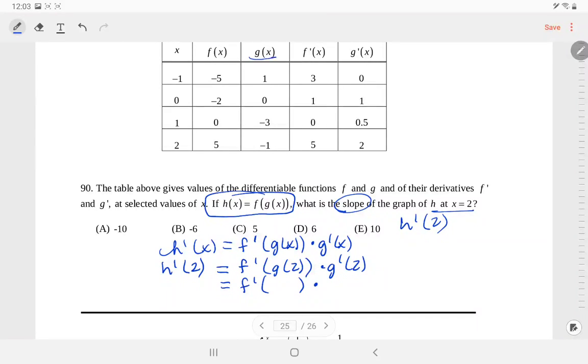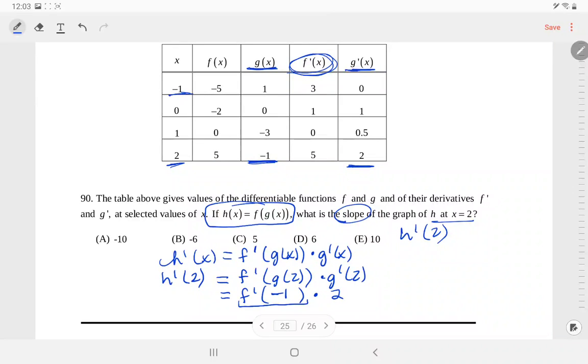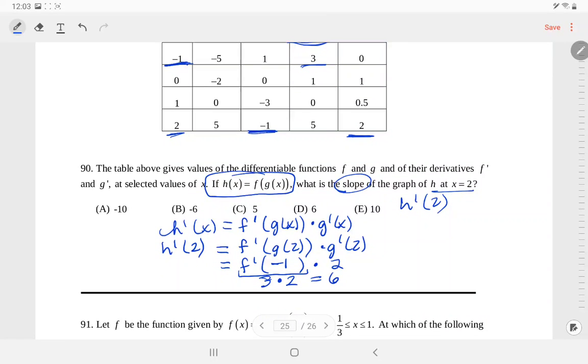Okay, so g of 2 is -1. g prime of 2 is 2. And now f prime of -1 is 3. 3 times 2, 6.